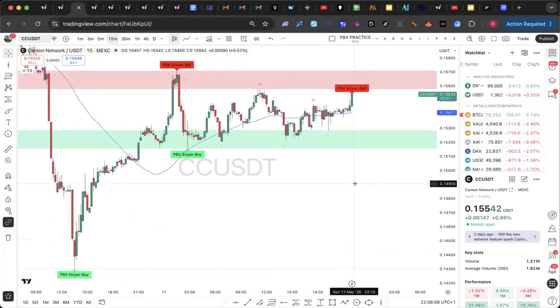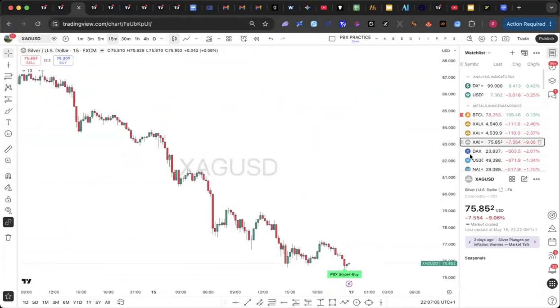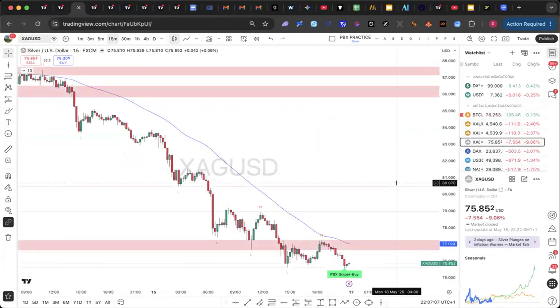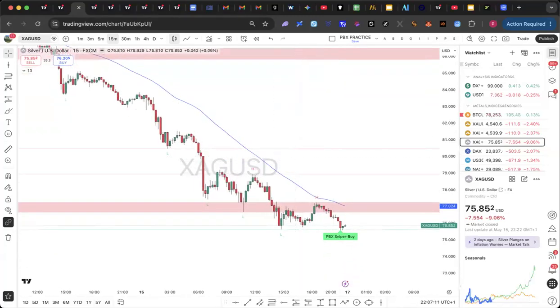And then, of course, please buy on spot. Don't buy on futures. Buy on spot and hold it, so that when you get to a nice profit, you can make a lot of money. All right, I think that's that for the CC token.